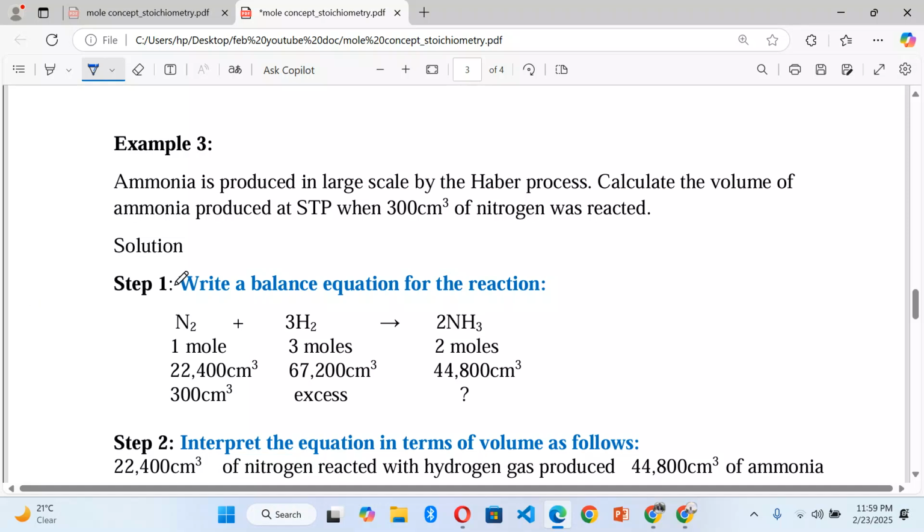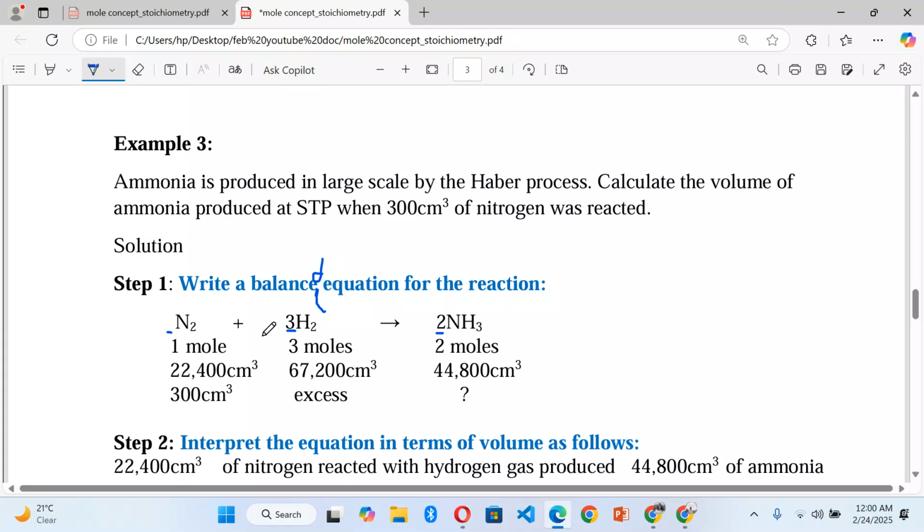Very good. So the first step, write the balanced equation for the reaction. Please make sure that you write a balanced equation for the reaction. So we have nitrogen reacting with hydrogen to produce ammonia. But we have put these coefficients. Are you seeing them? The coefficients are here. Now, the coefficient of nitrogen is 1. We said 1 is always silent. Therefore, you may not see the 1.